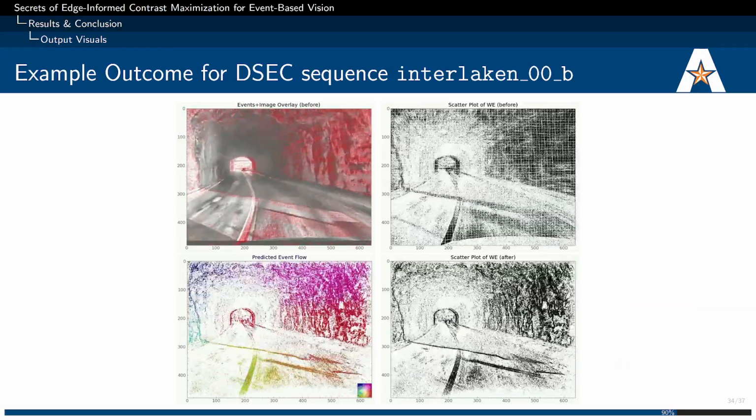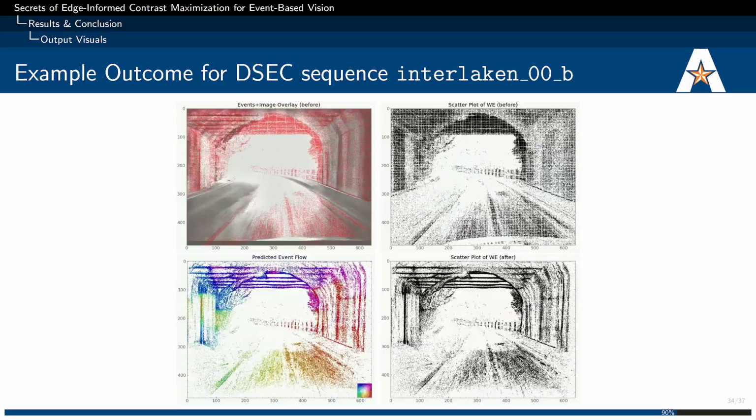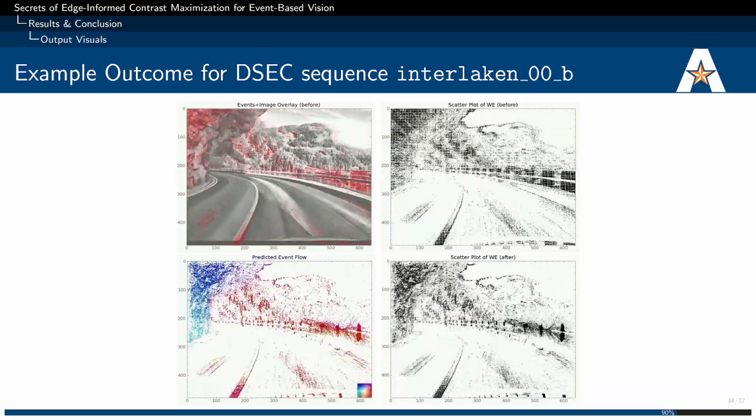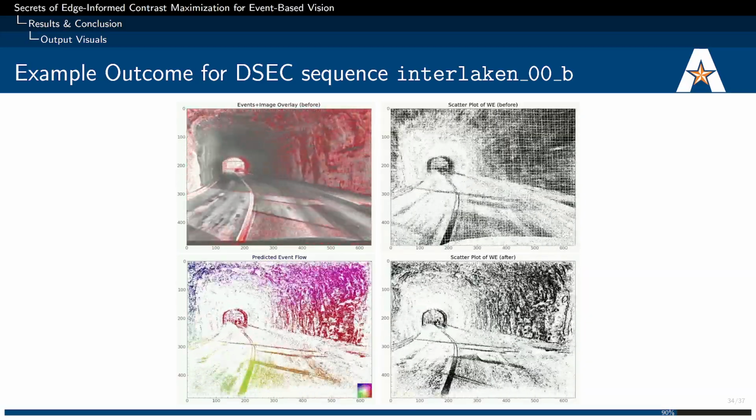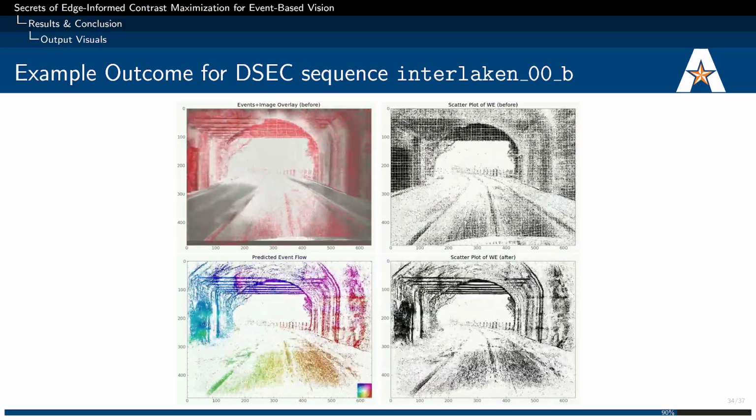Here is a visualization of our framework in action. The top row shows the inputs, including frame event overlays and zero-warped events. The bottom row depicts the predicted event optical flow and the optimally warped events.